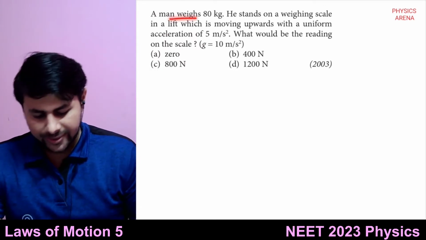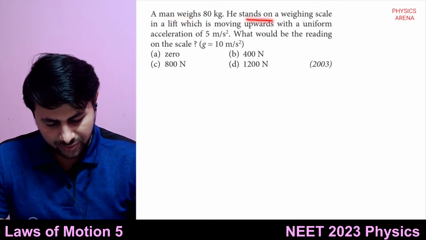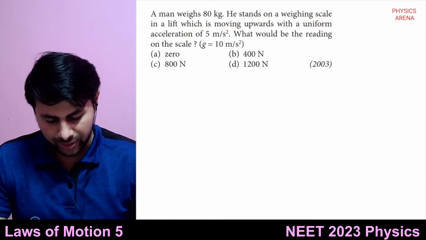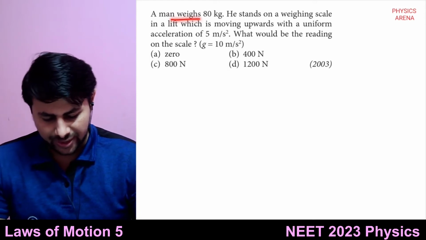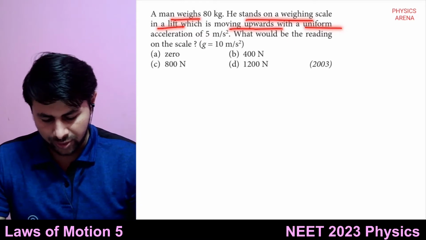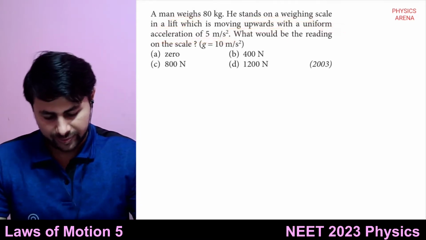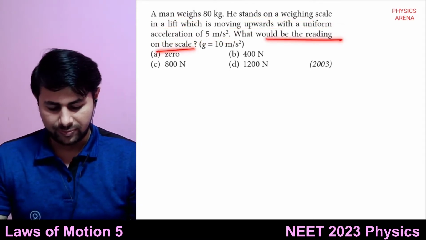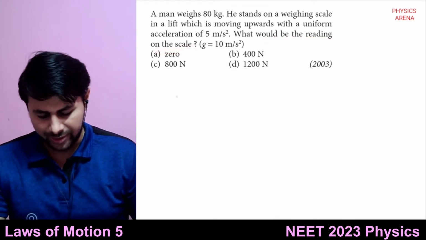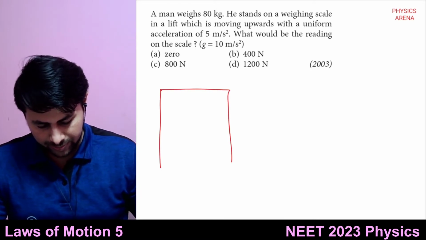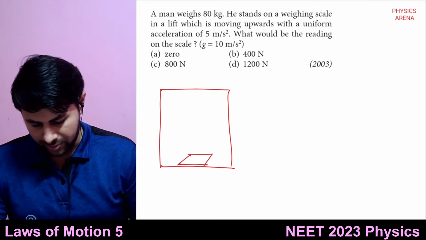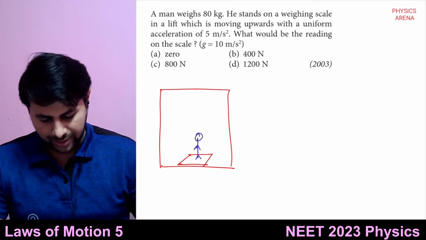Next question. A man weighs 80 kg. He stands on a weighing scale in a lift, which is moving upwards with uniform acceleration 5 meters per second squared. What would be the reading on this scale? This is slightly different, but it is based on the same principle. So there is a lift and there is a weighing scale on the lift. This is the man inside the lift.